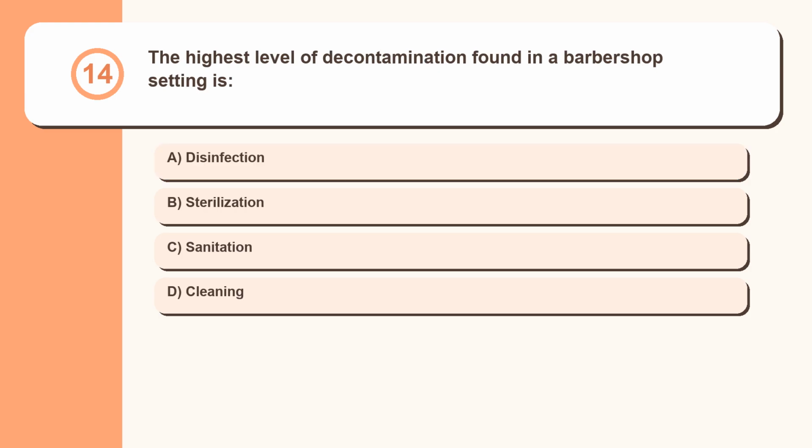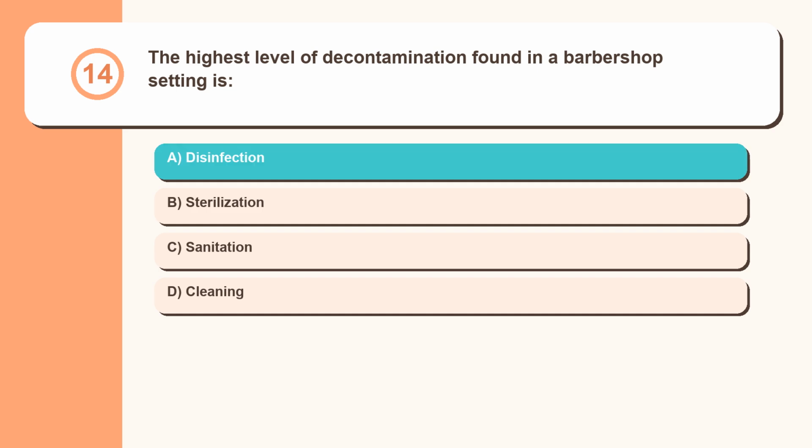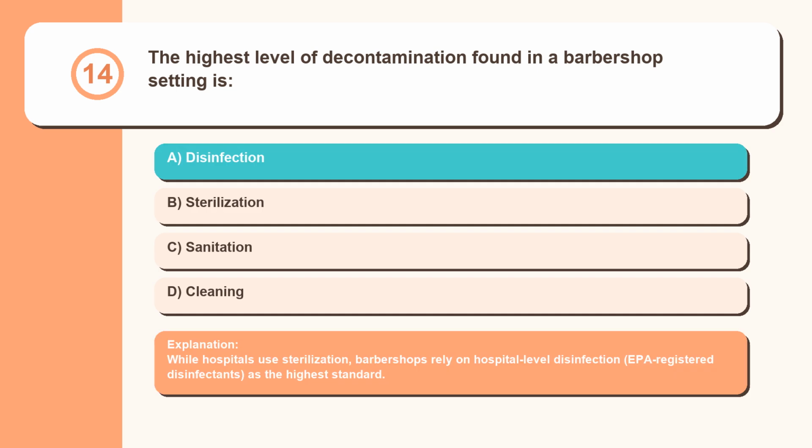Question 14. The highest level of decontamination found in a barbershop setting is disinfection, sterilization, sanitation, cleaning. While hospitals use sterilization, barbershops rely on hospital-level disinfection, EPA-registered disinfectants, as the highest standard.